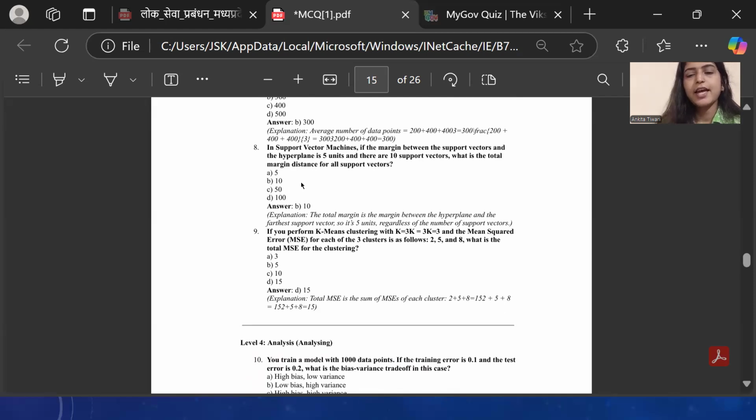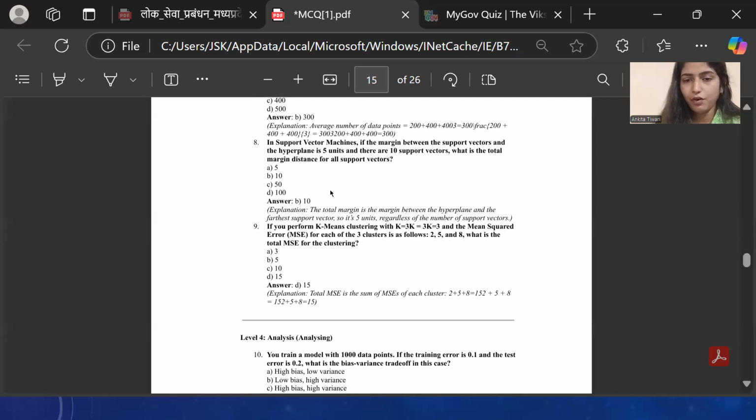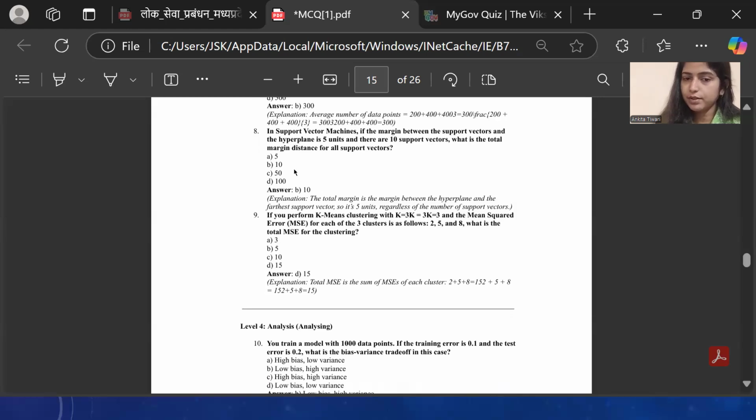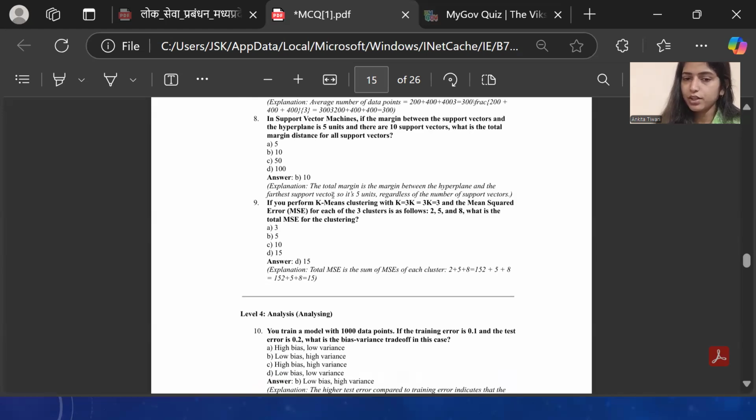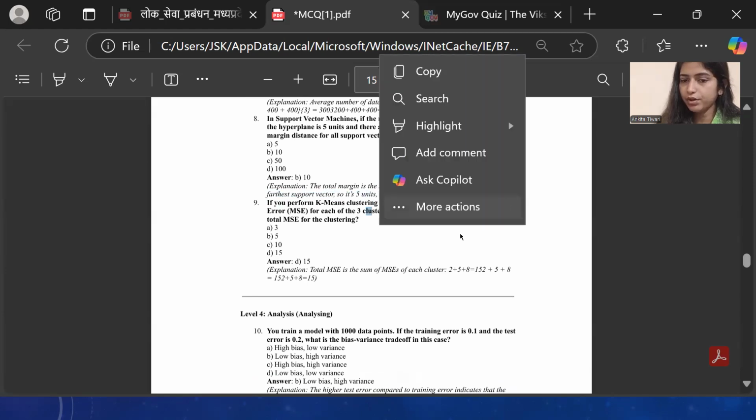Okay. In a support vector machine, if the margin between the support vector and the hyperplane is 5 units and there are 10 support vectors, what is the total margin distance of all support vectors? The answer will be 10. Explanation: the margin between the hyperplane and the farthest support vector is 5 units, regardless of the number of support vectors.